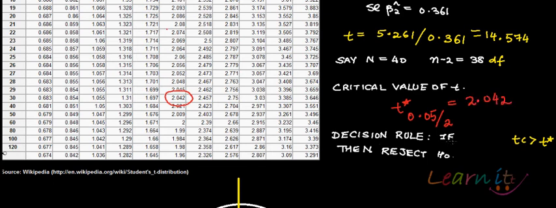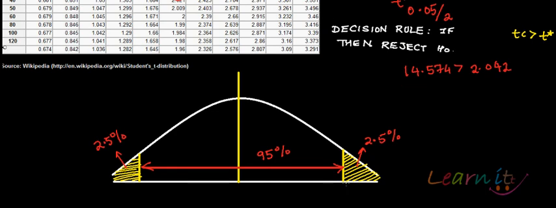Now the decision rule is the same. If t_c is greater than t star, then you will reject the null hypothesis. What is t_c? t_c is 14.574, which is greater than 2.042, and this is true. So 2.042 is somewhere lying here, and 14.574 is somewhere lying here.